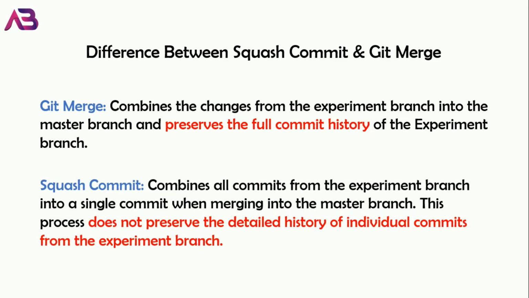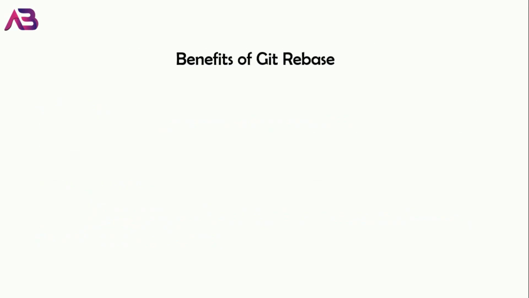As our topic is related to Git Rebase, let's see some of its benefits. Why would you use Git Rebase? The very first reason, you get clean and linear history. Yes, by this you create a linear history by eliminating unnecessary merge commits.